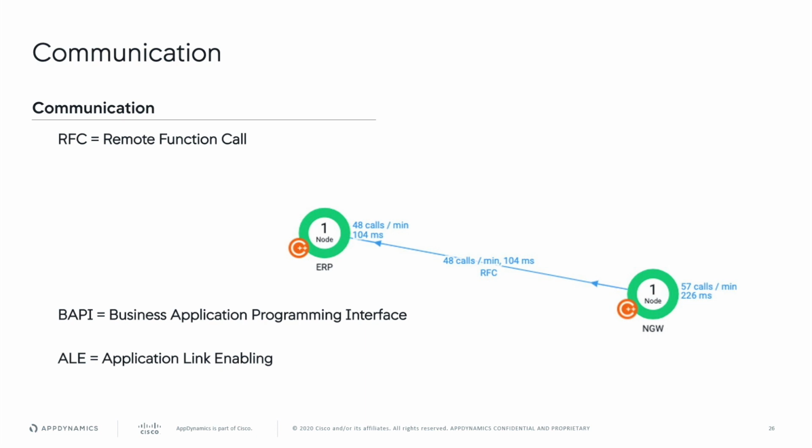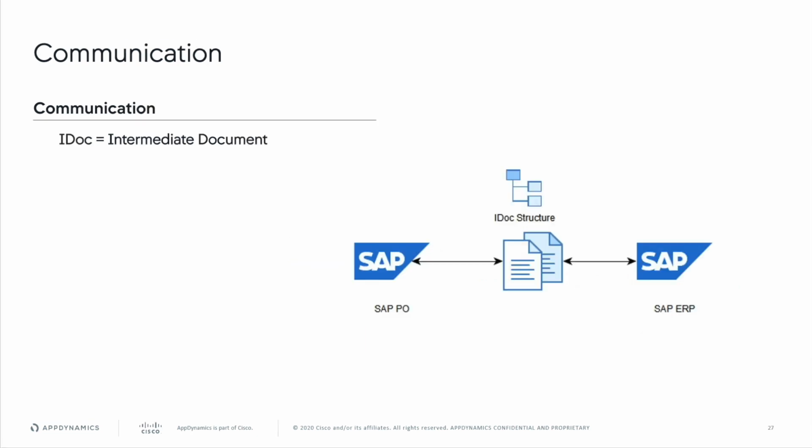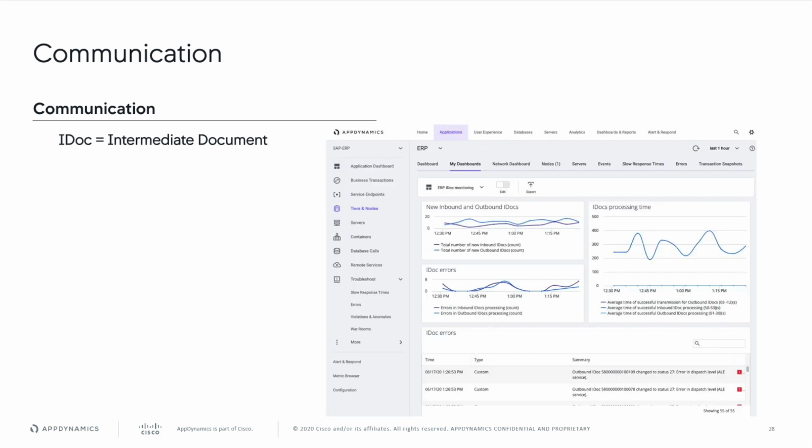The other types of communication SAP uses is a BAPI, or Business Application Programming Interface, and ALE, called Application Link Enabling. SAP created its own standard transaction format, which is similar to XML and called IDOC, which stands for Intermediate Document. This is used for containing and sending information, and although SAP did create it, non-SAP systems can use it as well. Obviously, monitoring RFCs and IDOCs are very important. That's why we provide each of them with their own out-of-the-box dashboard.